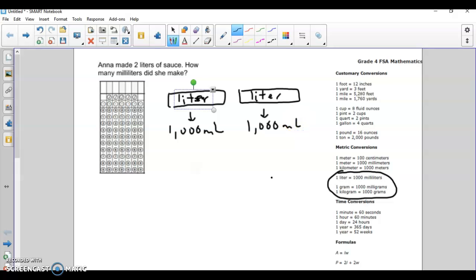Now that we know how many milliliters are in each liter, we can then use our addition symbol to add both liters together. Both of those liters together would equal 2 liters, and that means 2 liters will be equal to 1,000 milliliters plus another 1,000 milliliters. 1,000 plus 1,000 is 2,000 milliliters, and that's what we would put in our grid here and bubble in. 2,000 milliliters is going to be equal to 2 liters.